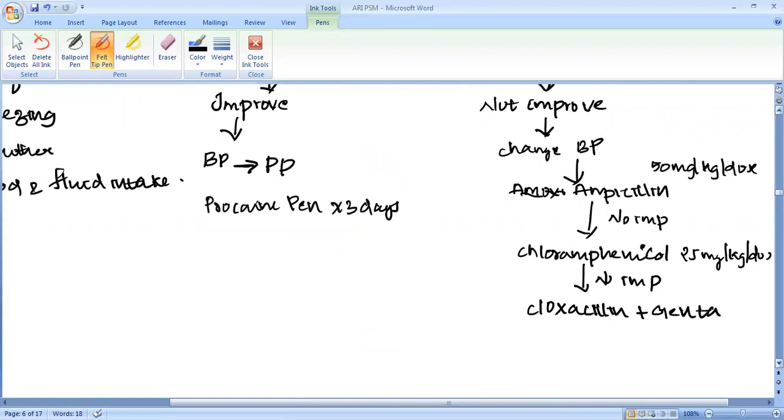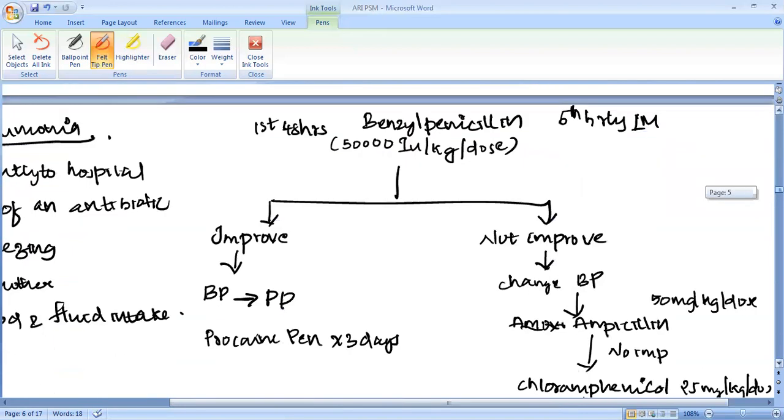So this is the way in which we will give an antibiotic to a patient having this severe pneumonia. First we will start with benzyl penicillin. If the condition is improving, we will change the benzyl penicillin to procaine penicillin and continue it for 3 days. If the condition is not improving, we have to change the benzyl penicillin.